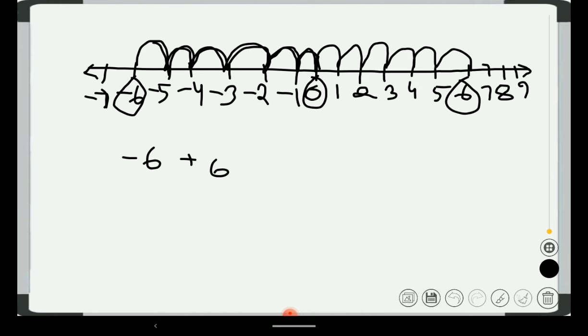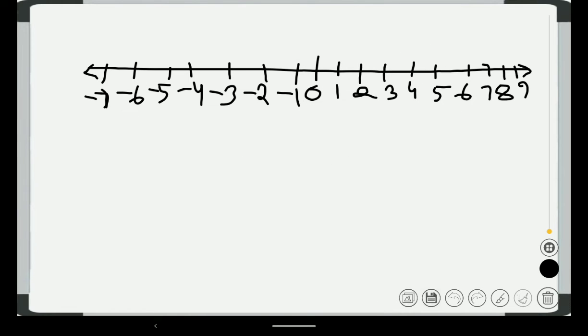Okay, so it results in 0. So 6 is the additive inverse of minus 6. You will learn about additive inverse; I will explain that. As I have already explained the addition of minus and plus, you don't need to learn that now. So let's move on to the additive inverse.